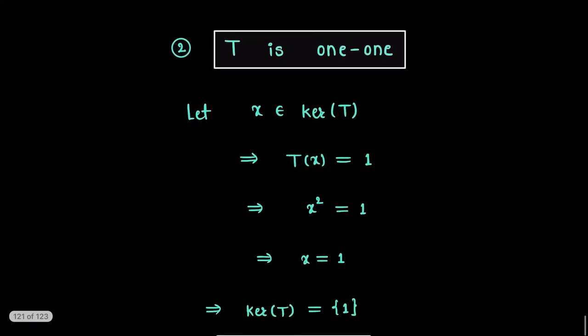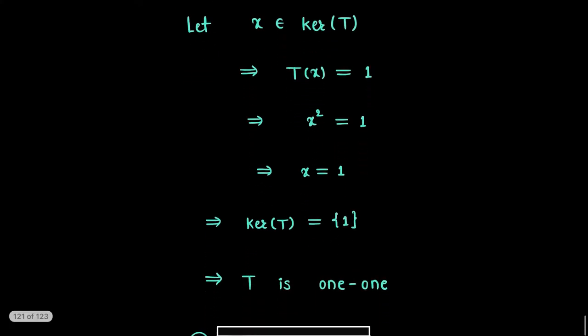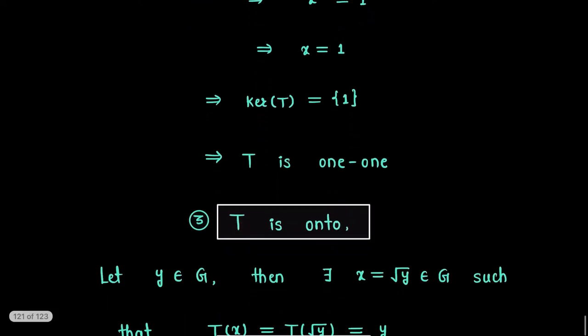Next, to check whether T is 1-1 or not, again we will check whether kernel of T is singleton identity or not. So consider any element, say x in kernel T, then we have T of x is equal to 1, since here 1 is the identity element for the given group G. Now T of x is x square, so we get x square equal to 1, and as x is any positive real, we have x equal to 1, and therefore kernel T will be singleton identity, that is 1, and this implies that T is a 1-1 map.